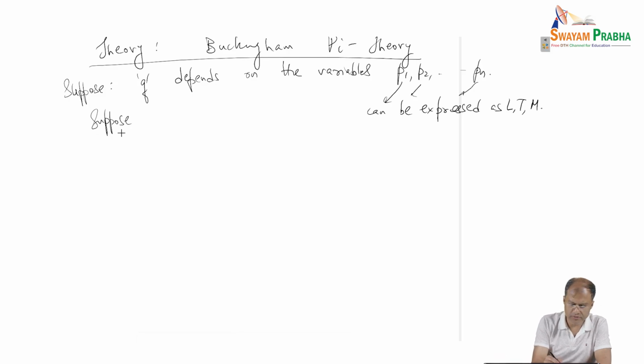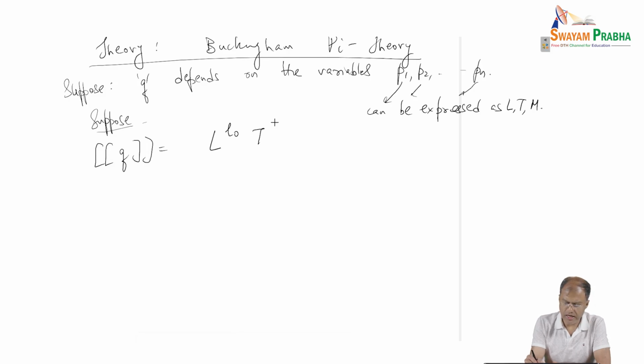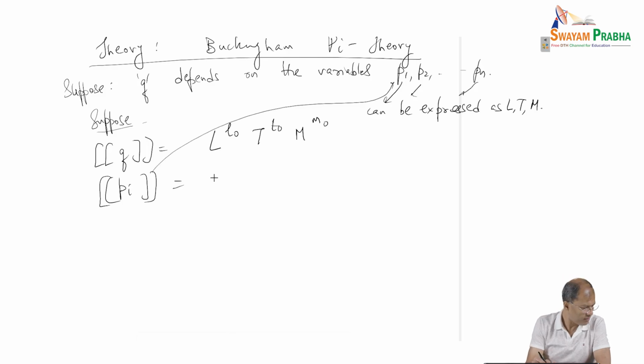So I'm not writing this statement, which means that the fundamental dimension of Q is going to be L times L naught, T times T naught, M times M naught, right? So that is the dimension of Q, and the dimension of the Pi's, which are the representing variables, have the fundamental dimensions L times Li, T times Ti and M times Mi.